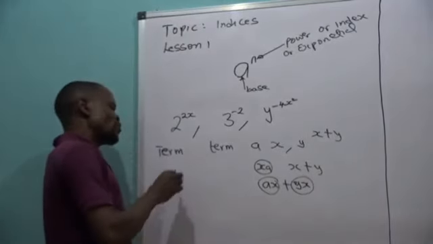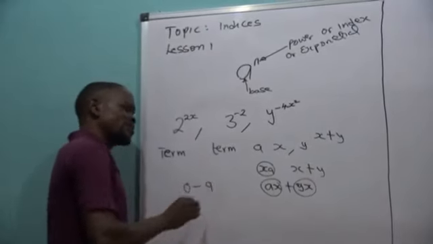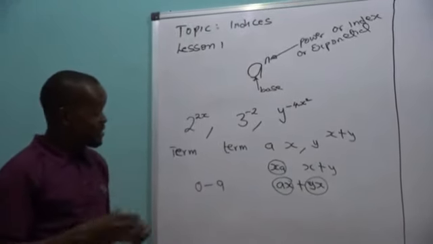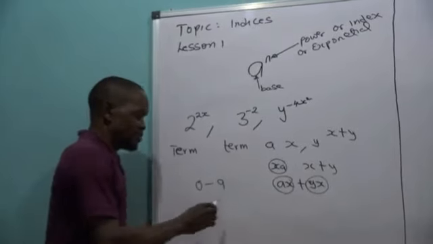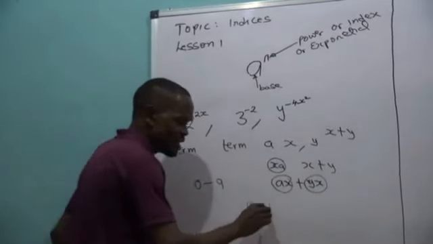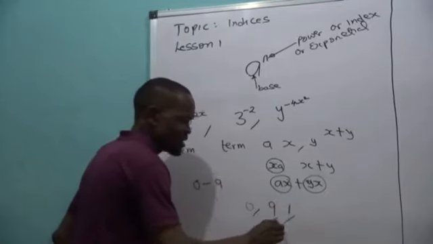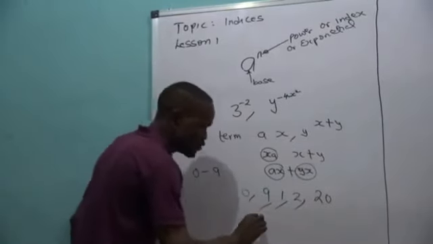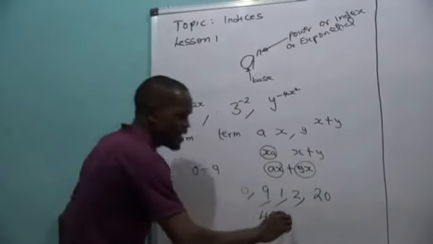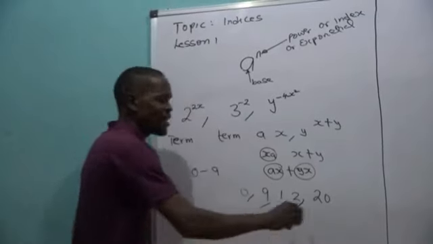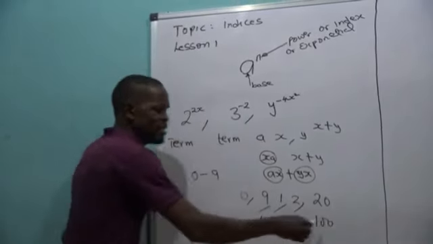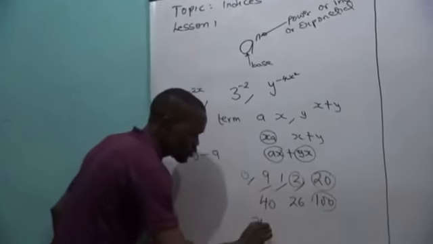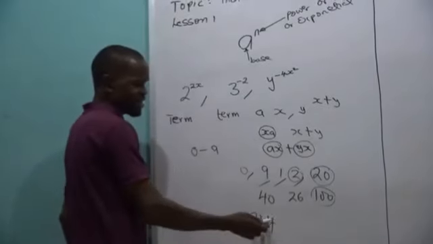Then 0 to 9 is also a term. If I write 0, it is a term. If I write 9, 1, 2, 20, 40, 26, or 100, each is one term. If I write 2 plus 4, this is a term, this is a term. How many terms are here? Two.